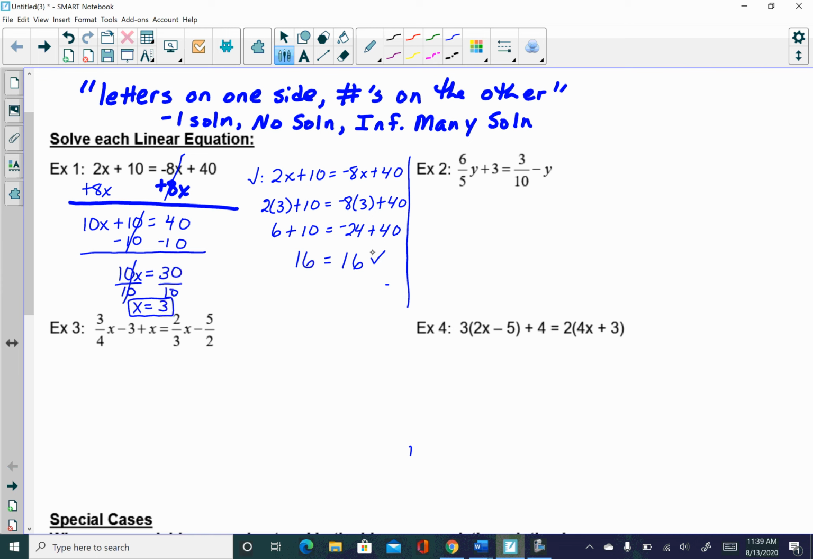This is the way to check yourself to make sure you get the same thing on both sides of the equals mark. Okay, all right, now let's go down over here to example 2.